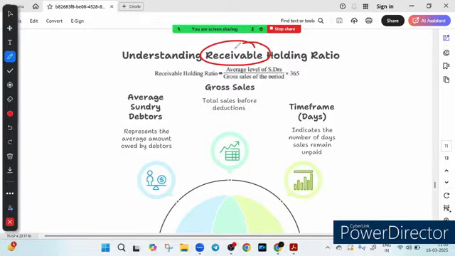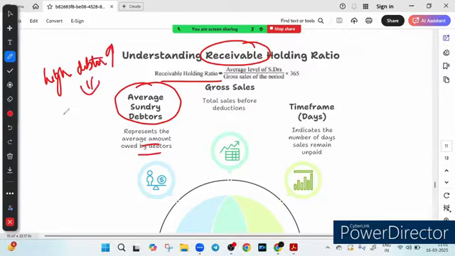So managing receivables efficiently is key to managing cash flow. How do we measure it? There is something called the receivable holding ratio, using the average sundry debtors. It represents the average amount owed by customers, how much on average is owed by the debtors. So high debtors means slower collection. It is that simple.